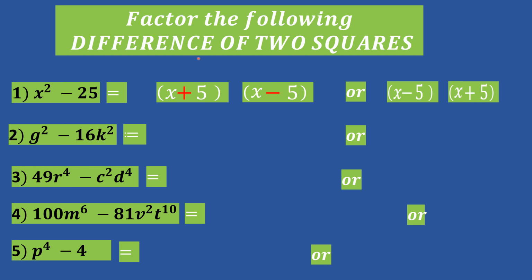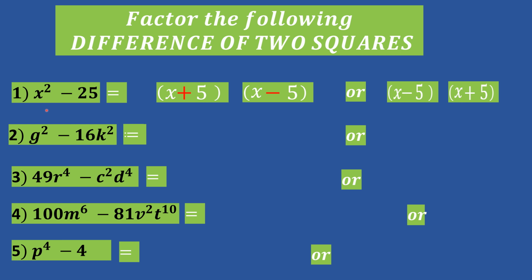Now, a question: does it always have to be this way, with a plus and a minus? Yes, because if we put the same sign, a plus here and a plus here, we will not get the original expression that we were given. So again, the factors of the difference of two squares are what we call the sum and difference of two identical terms.